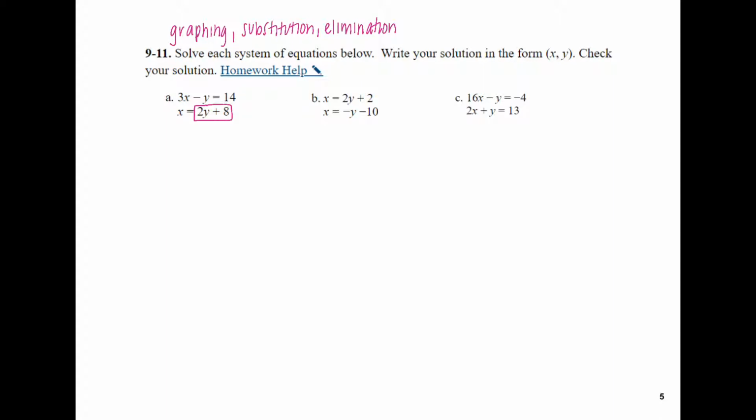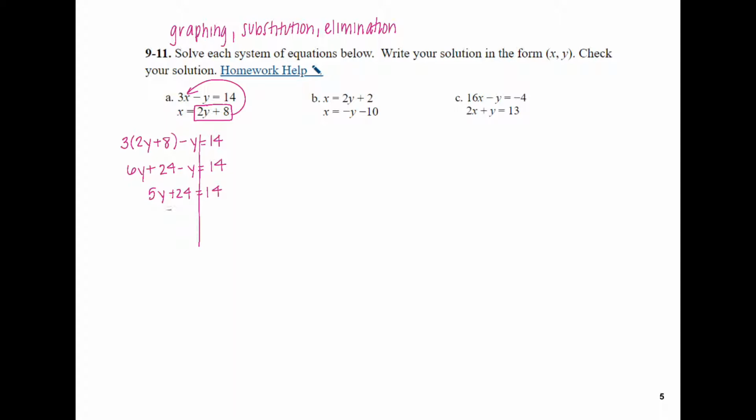In example A, we have one of our equations solved for x. So we know what x equals, so we can substitute it into our other equation. So 3 times (2y plus 8) minus y equals 14. Distribute your 3, so you get 6y plus 24 minus y equals 14. The things on the same side of the equation we need to just combine like normal. So 6y minus 1y gives us 5y.